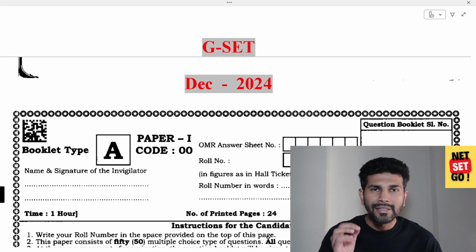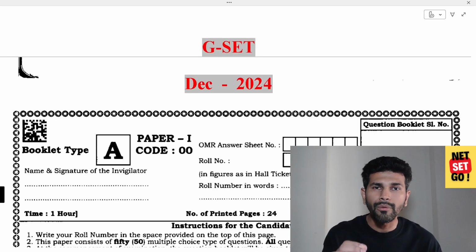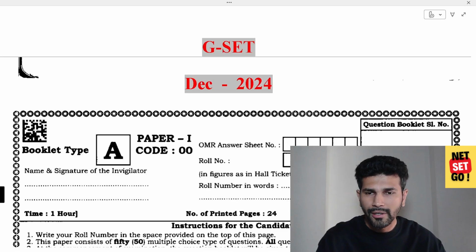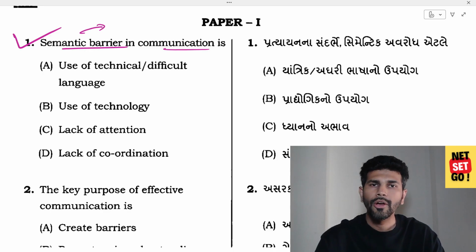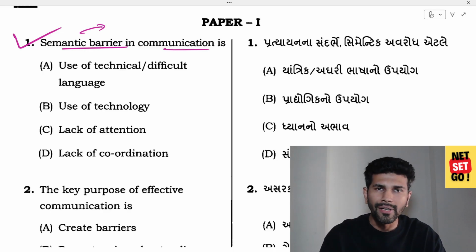Let's start with December 2024 Paper 1 General Paper Set A. Question number 1 to 5 belongs to communication unit. Question number 1. Semantic barrier in communication is semantic barrier means problem in understanding the meaning of words.